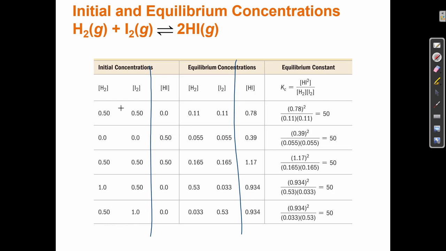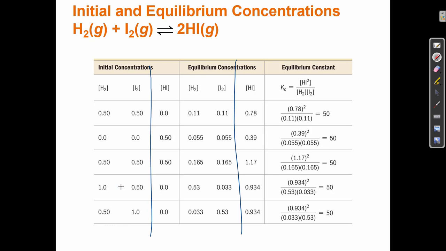I started with the same number, but here I was starting with 0.5 of each reactant and zero product. And here I'm starting with zero of each reactant and 0.5 product. My equilibrium concentrations are different, but when I plug them into the same equation, the number is 50. Again, 50. Look, I'll change them again. Now each of them starts with 0.5. 0.5 of A, 0.5 of B, and 0.5 of C. I get different equilibrium concentrations again, but when I plug those numbers in, it's still equal to 50.